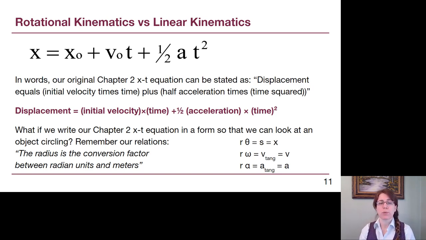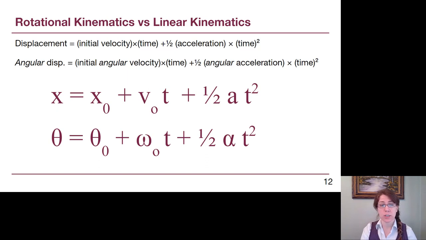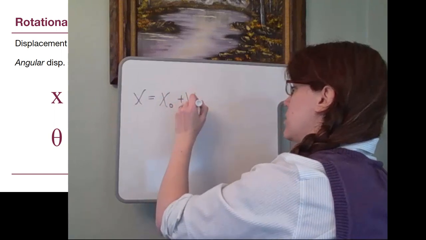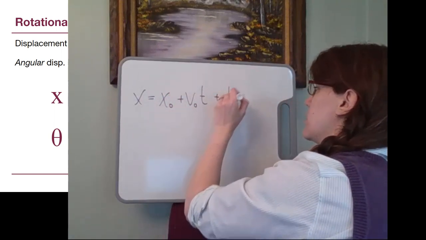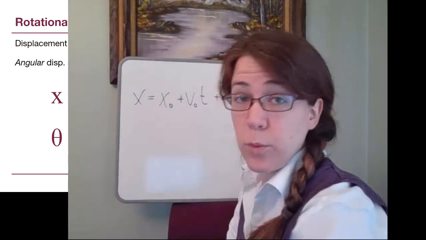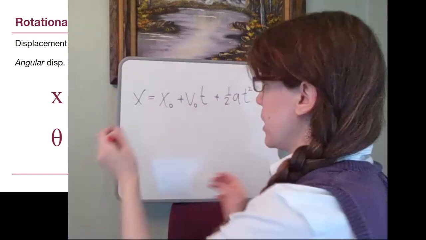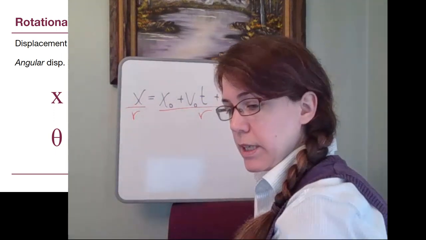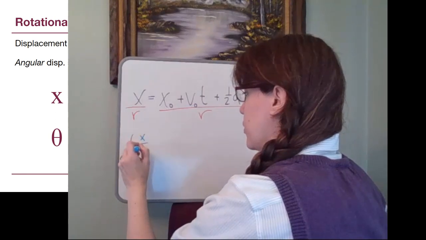If we were to multiply every single term by r, then we would get angular displacement is equal to initial angular velocity times time plus 1/2 angular acceleration times time squared. So let's see briefly where that comes from, just so that we understand that these equations do take exactly the same form. I apologize, I said that we would multiply every term by r, but what I meant was divide. So we can divide this by r and this whole side by r. But then what we get is x over r on the left.